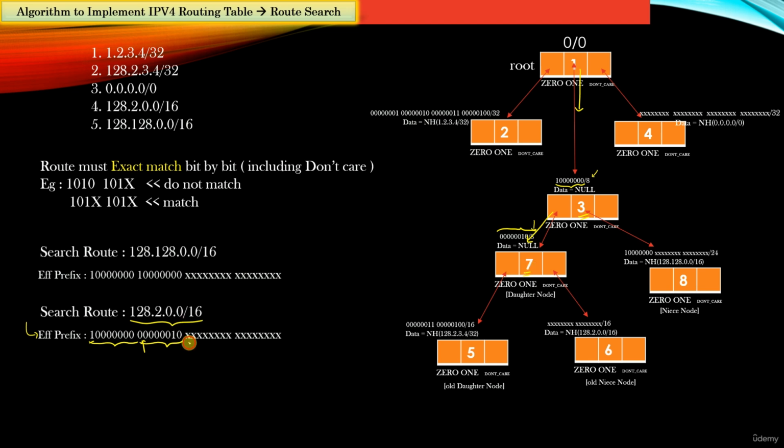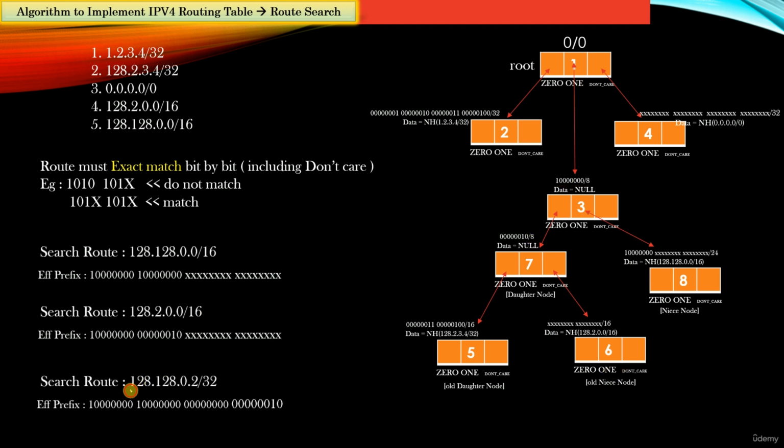The next bit in the effective prefix of the input is don't care. So I will take the path along the don't care child of node 7 and I will land at node number 6. Now the prefix length of node number 6 is 16, so I am going to compare the 16 bits of the input route with the 16 bits of the effective prefix of node 6. Alright, and they exactly match, and my input effective prefix has been completely exhausted, so I will stop at node number 6. It simply means that the route is present in this mtrie data structure, and the node which holds the data corresponding to this route is node number 6.